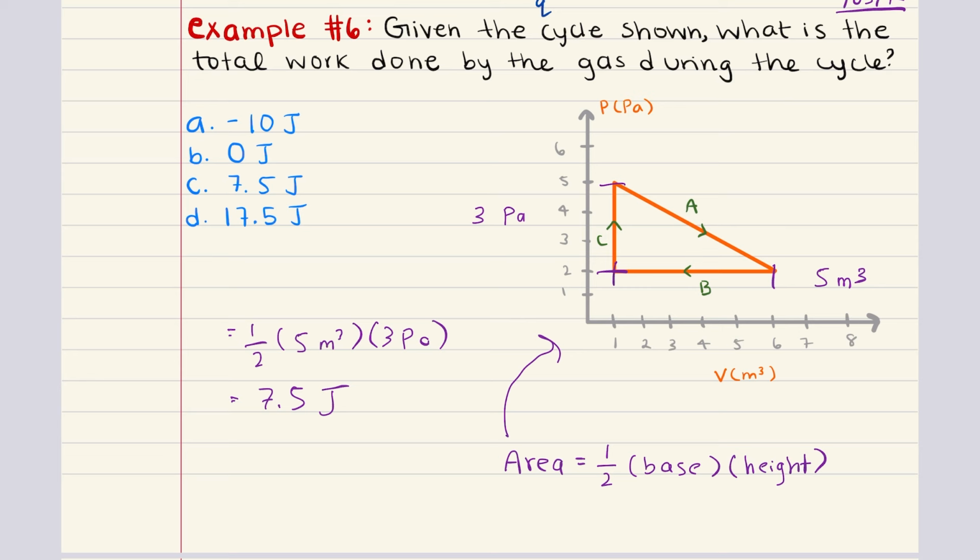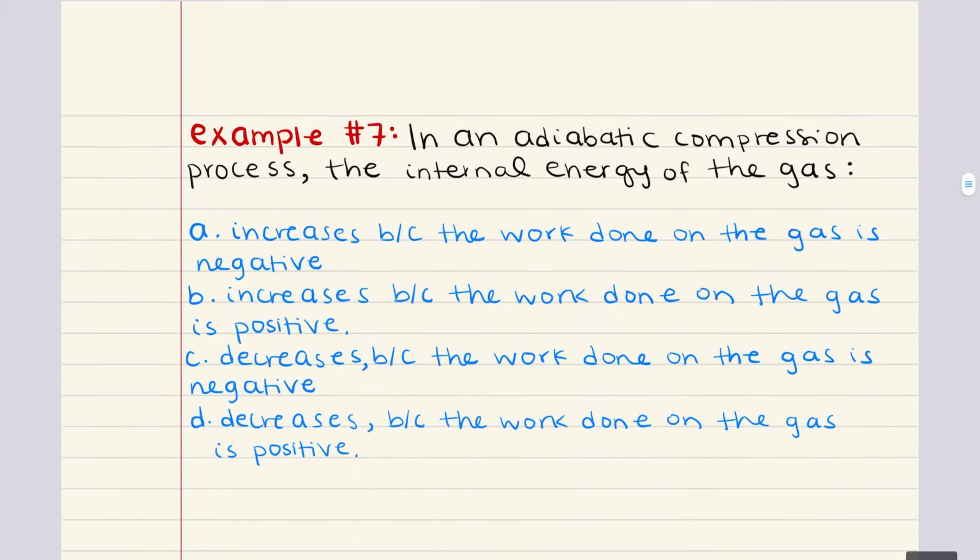Now, is this positive or negative work? Here's a quick hint. Whenever you're looking at a cycle drawn on your pressure volume diagram, clockwise loops tend to do positive work on the environment, while counterclockwise loops do negative work. Now, this is a clockwise loop, so our work is positive. And that means the correct answer for problem 6 is going to be C. The work done by the gas during the cycle is equal to positive 7.5 joules. Wonderful. Let's do problem 7.